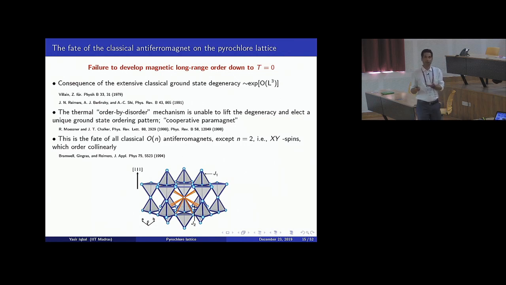And this is the fate not just of Heisenberg magnets, but indeed all classical O(N) antiferromagnets. Nearest-neighbor models on the pyrochlore lattice fail to develop dipolar long-range order down to zero temperature, except for two-component spins, which order collinearly. Besides this, for any other value of N, the system fails to select a state.